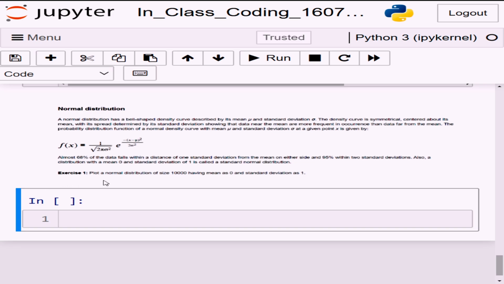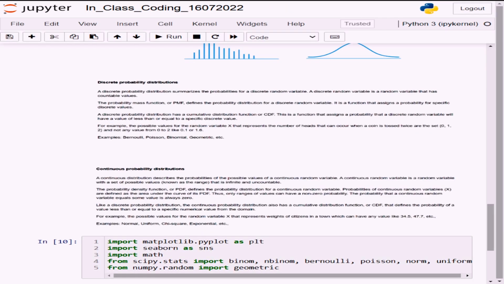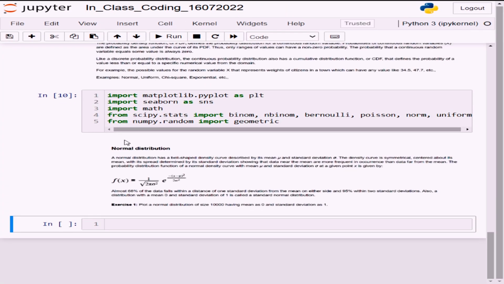So you see exercise 1, there is a question: plot the normal distribution of size 10,000. There will be 10,000 samples. What is the mean of that sample? The mean is given here. You can see that the mean is 0, the mu value in this equation. And standard deviation is given. Standard deviation refers to the sigma value. Sigma appears twice in this equation. We want to code this, plot and visualize this, for 10,000 samples.